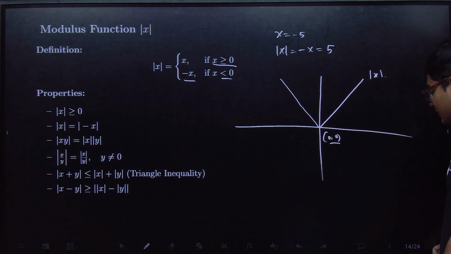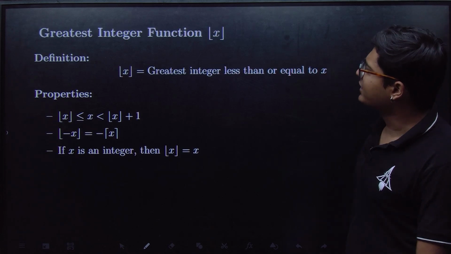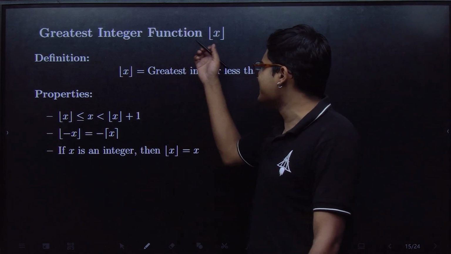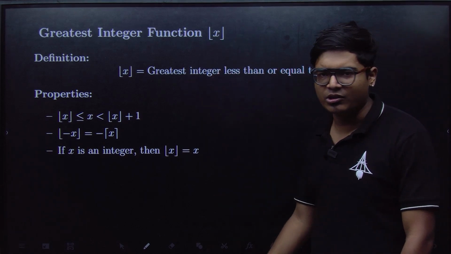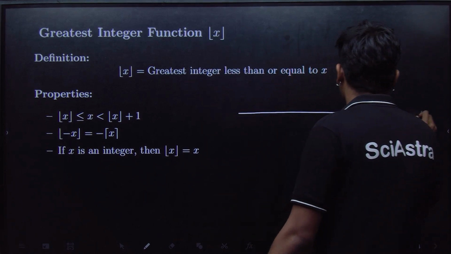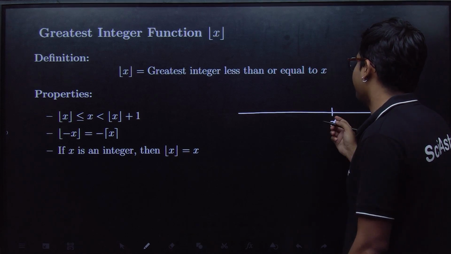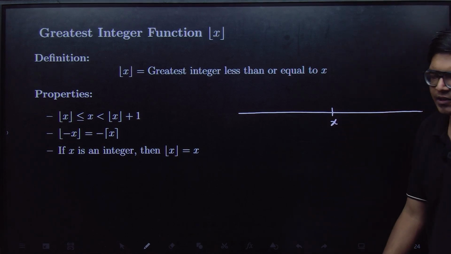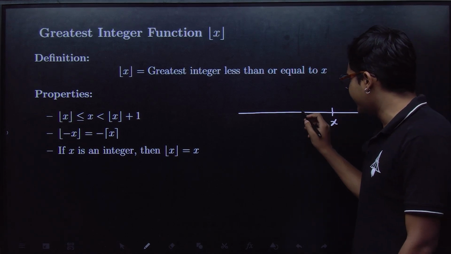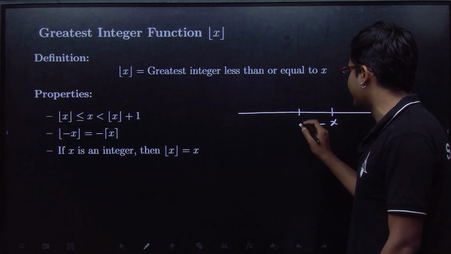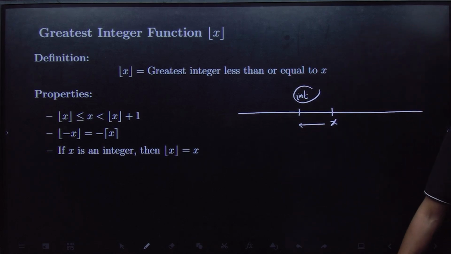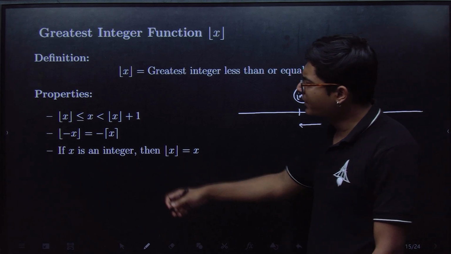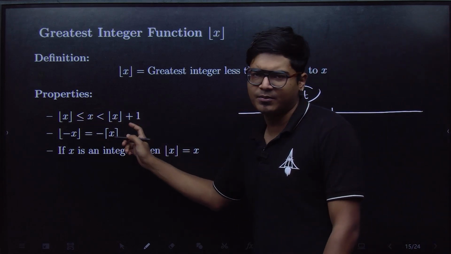Next, another important function for us, the greatest integer function. So how is the greatest integer function defined? Box x is basically the greatest integer less than or equal to x. That is, you look at the real line and find x. If x is an integer, this itself is its box value. But if not, look for the greatest integer that is less than or equal to x. Find the nearest integer less than or equal to x. This is what box of x is going to be, okay? Some properties: x always lies in between box x and box x plus 1.